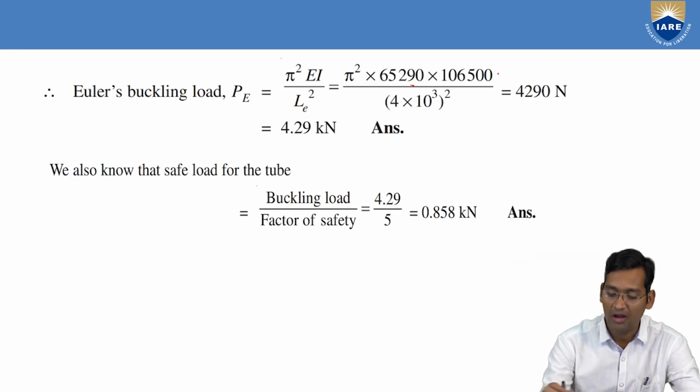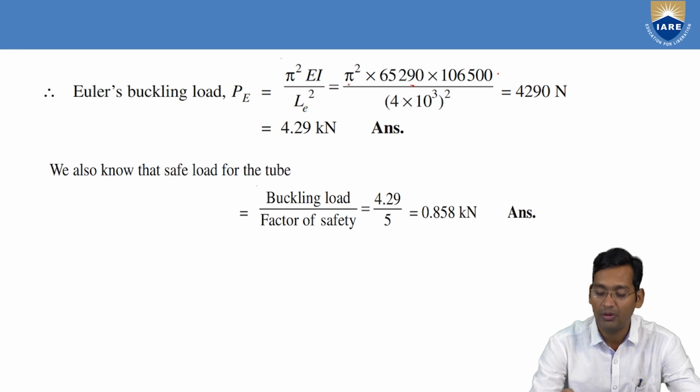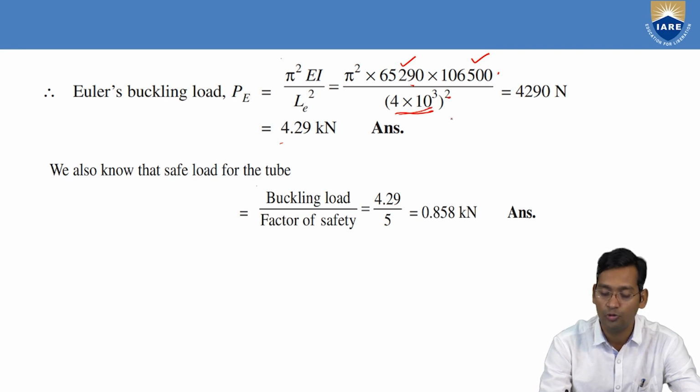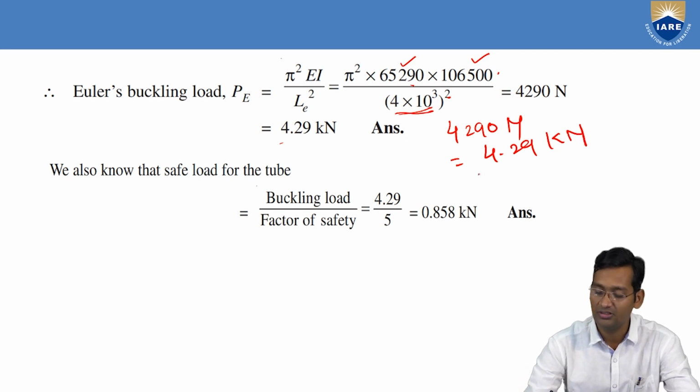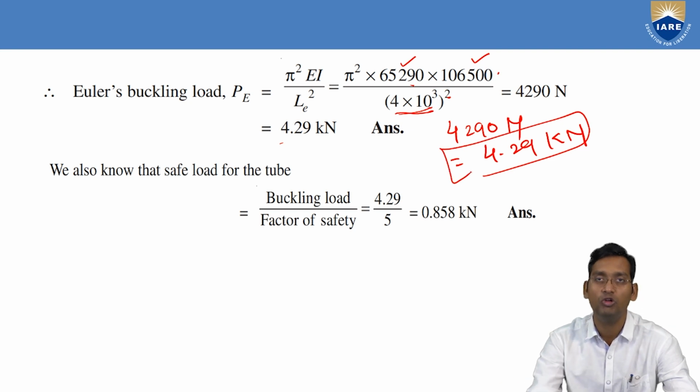Okay. So now after putting this value, just see here, pi square into 65290 into 106500. This is the value of E, this is the value of I, divided by L is what? 4 meter it's given, so 4000 square. So after solving this, what you will get? 4.4290 Newton. That we can write as 4.29 kilonewton. So now this is the Euler's buckling load.